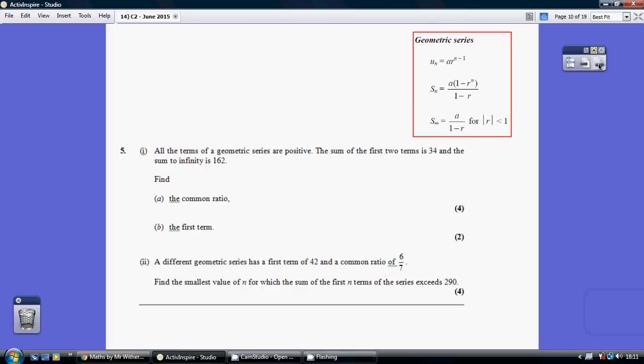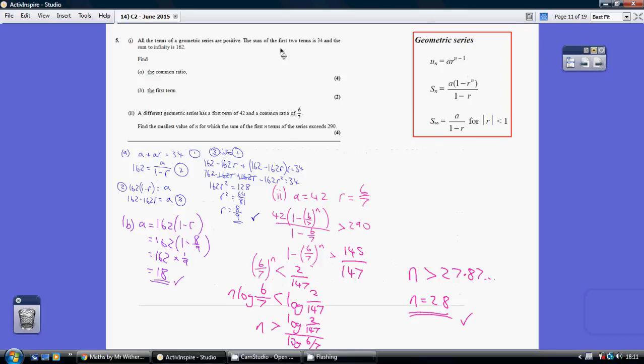Question 5. So we know the sum of the first two terms is 34. Well, the first term is a, and the second term is a times r. So the sum of the first two is a plus ar, and we know that equals 34.